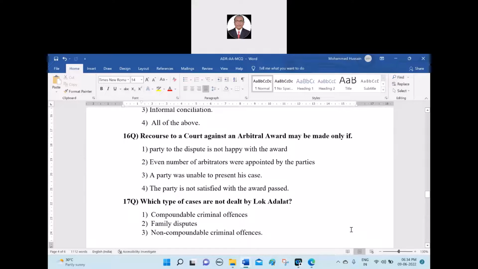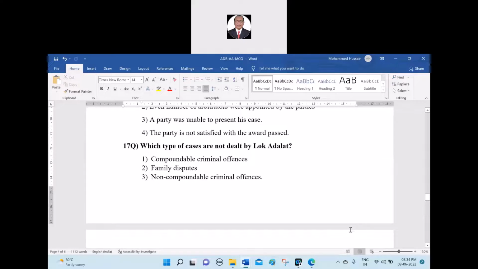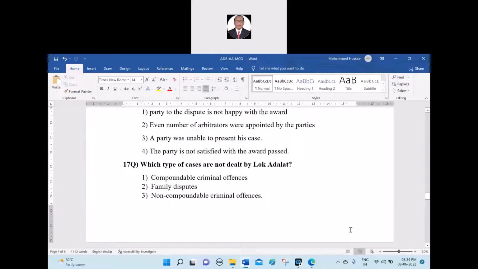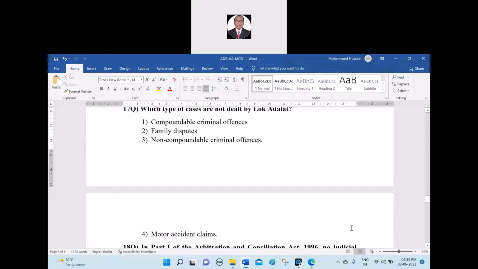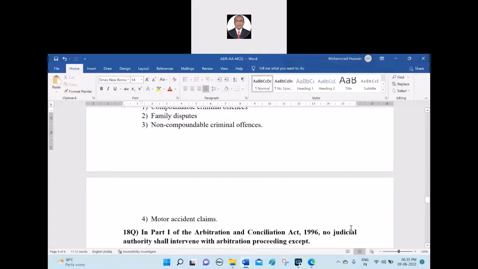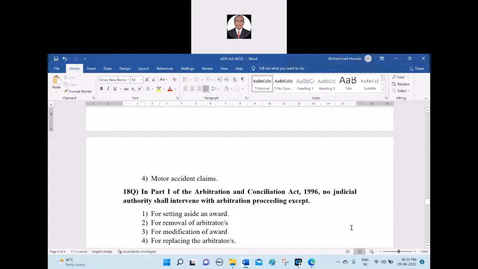So now 17th question. Which type of cases are not dealt with by Lok Adalat? Number one, compoundable criminal offenses. Number two, family disputes. Number three, non-compoundable criminal offenses. Number four, motor accident claims. Number 3, sir. Number three, non-compoundable criminal offenses, because that is a business of the session court or the competent court, not either the ADR or the Lok Adalat.